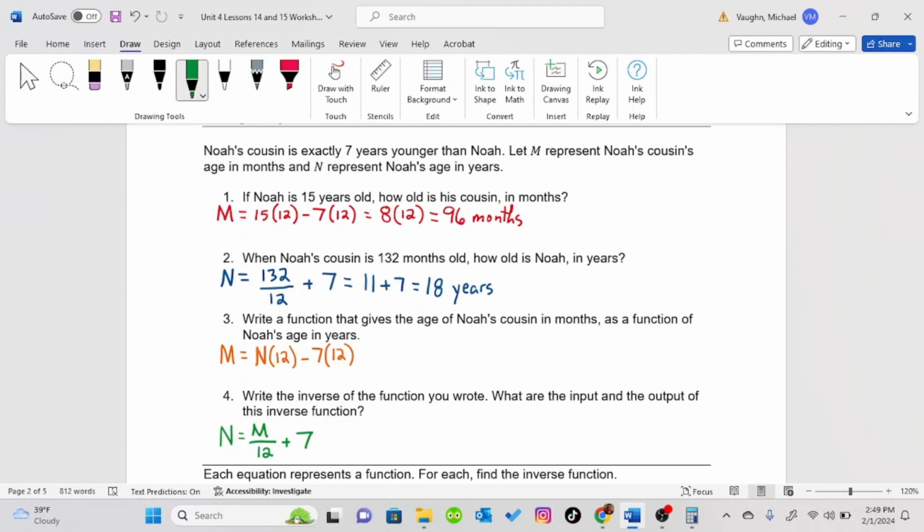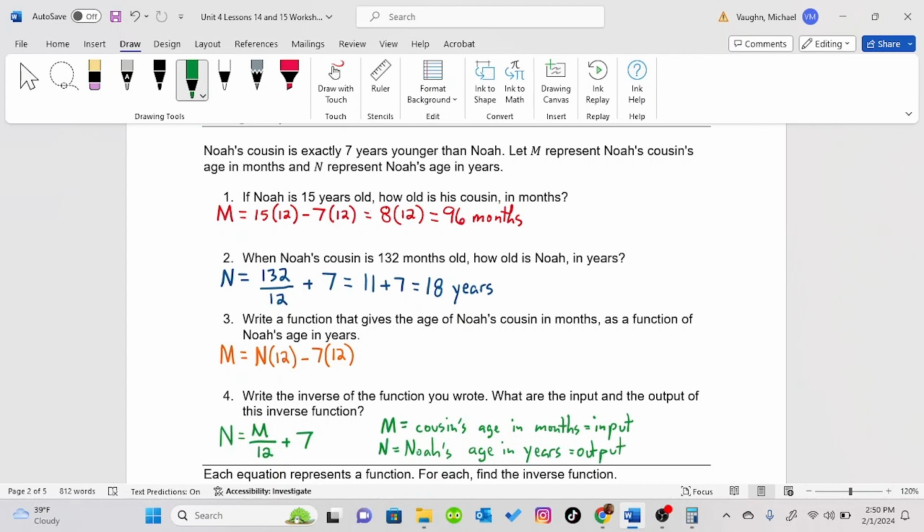And in this inverse function, we have the cousin's age in months is the input, and N, Noah's age in years, equals the output.